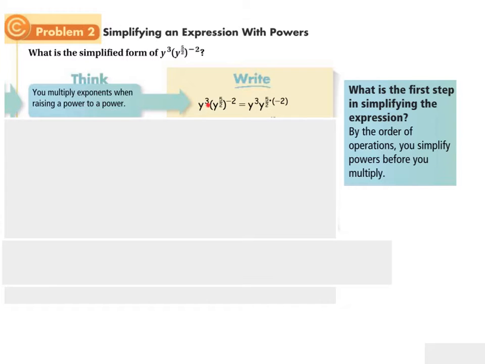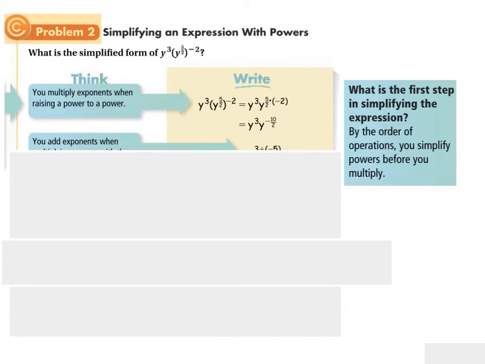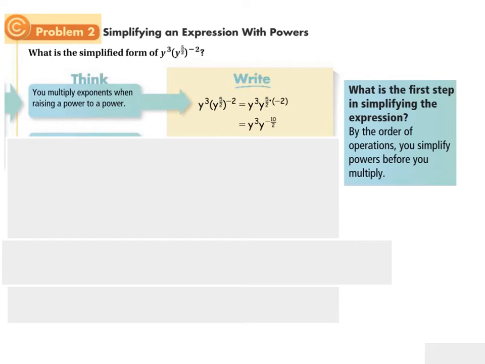So what we're going to get, y to the third stays what it is here, but this y to the 5/2 raised to the -2 means that you're going to multiply 5/2 times -2. Okay, and when you do that, you still get this y to the third. That doesn't change yet because we have to multiply after sorting this out. And when we sort this out, 5/2 times -2 is -10/2.